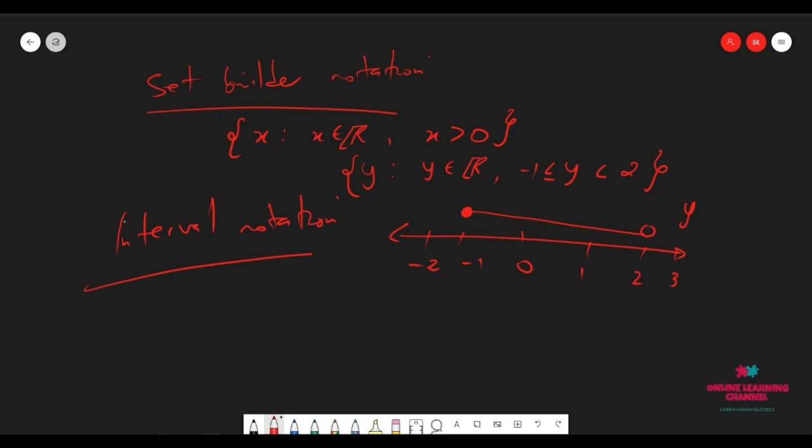For the interval notation, we use two types of brackets. The curly brackets, this is for not included, and then the square brackets are for included.